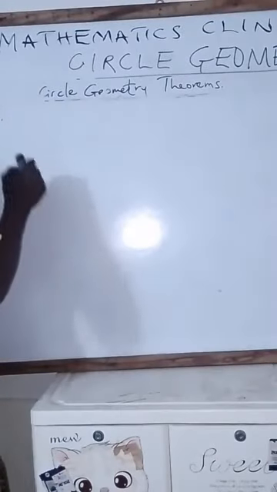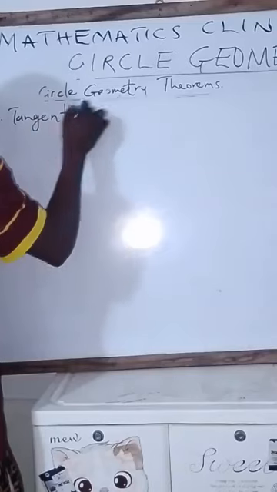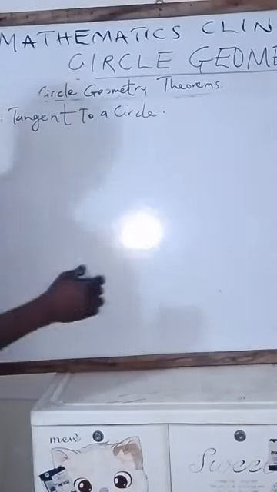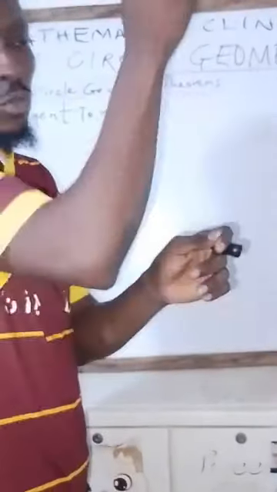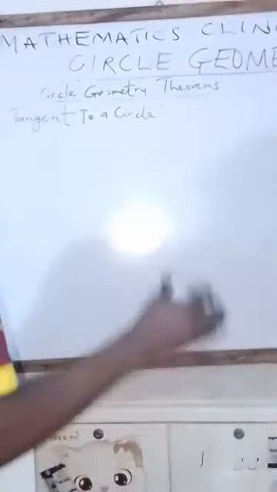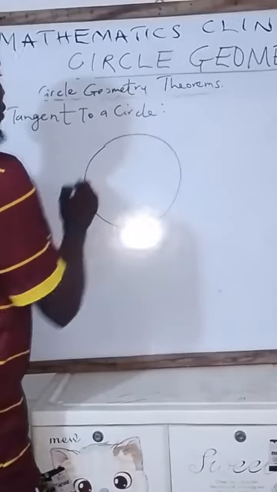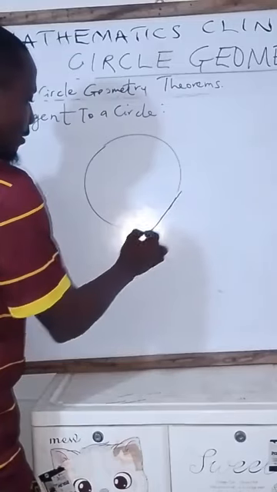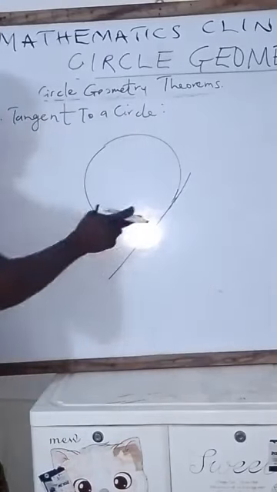Theorem number 6 talks about tangent to a circle. What is tangent to a circle? Quickly. Tangent to a circle is any line touching a circle externally on the circumference. Any line that touches a circle externally on the circumference. For instance, I have a circle, then I have a line. I have a line touching it externally. That line is tangent to this circle.